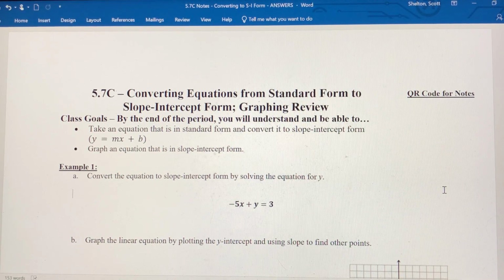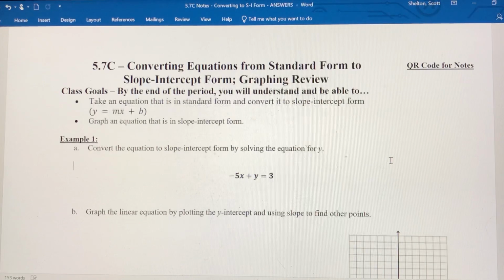Okay, so in this video, we're going to go over converting equations from standard form to slope-intercept form. In these notes, there's also a graphing review. We're going to graph these equations once we put them in slope-intercept form, but I won't cover that in the video. If you need a refresher there, you can go to the video titled Graphing Lines Using Slope and Y-Intercept.